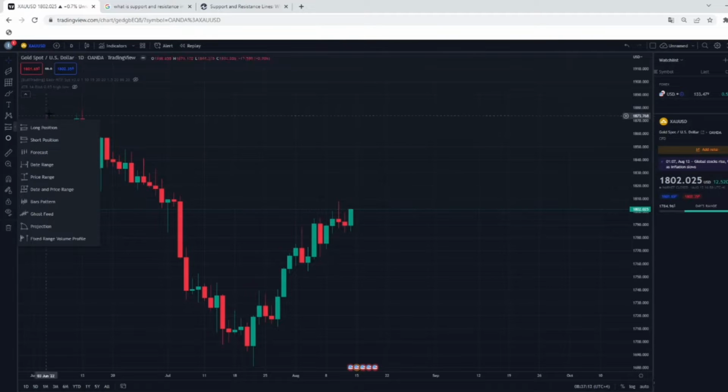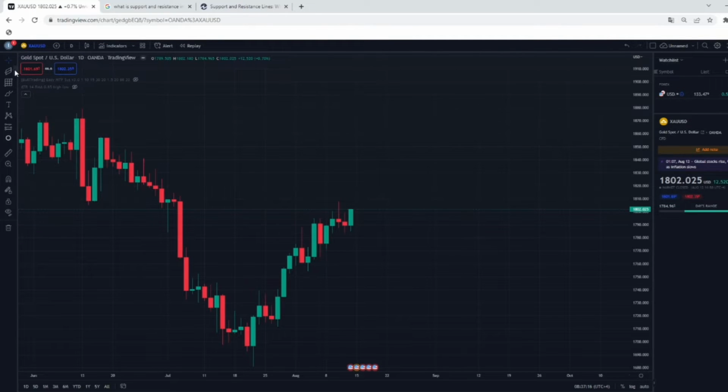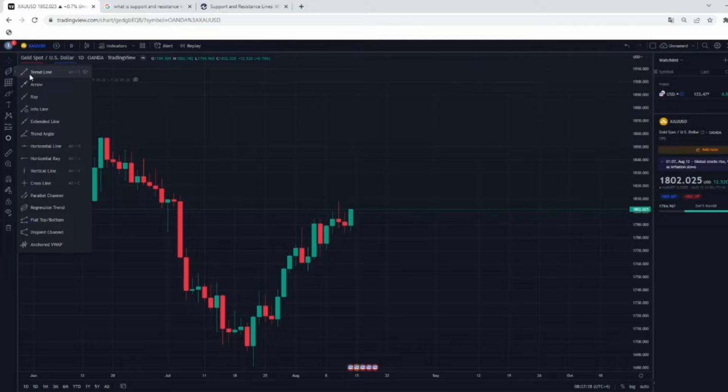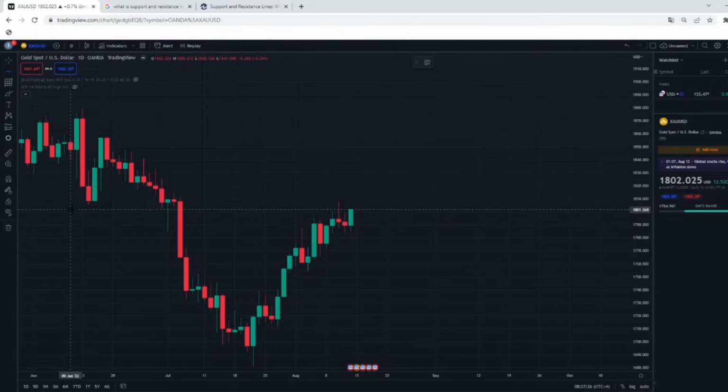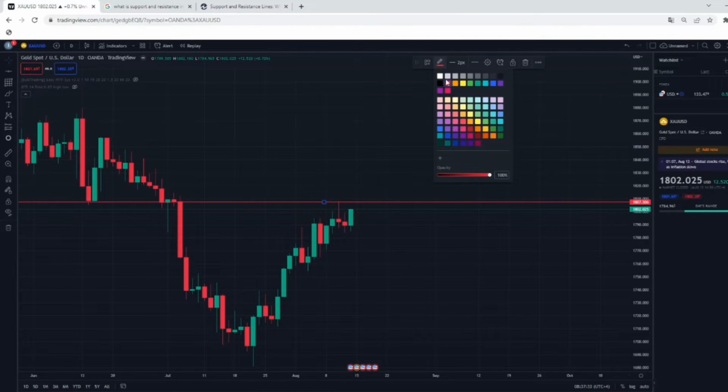The question is, why do these levels work? The answer is basic human psychology. Behind these charts, there are real traders like you and me. And all humans have greed and fear. These emotions of greed and fear are what make support and resistance so powerful.